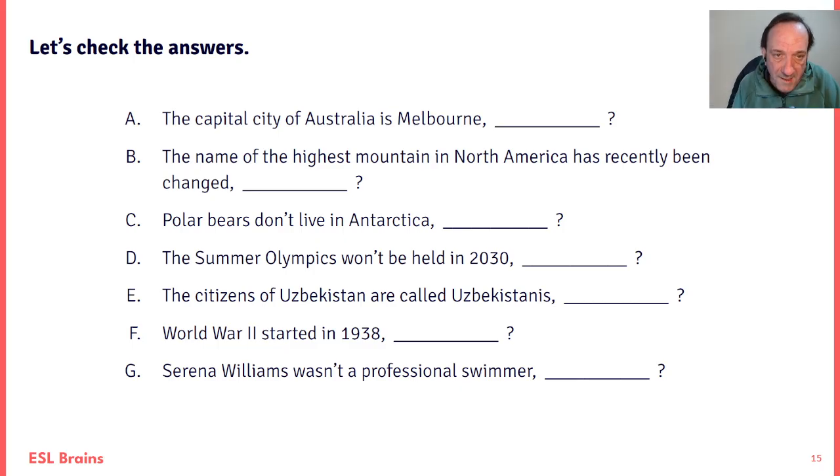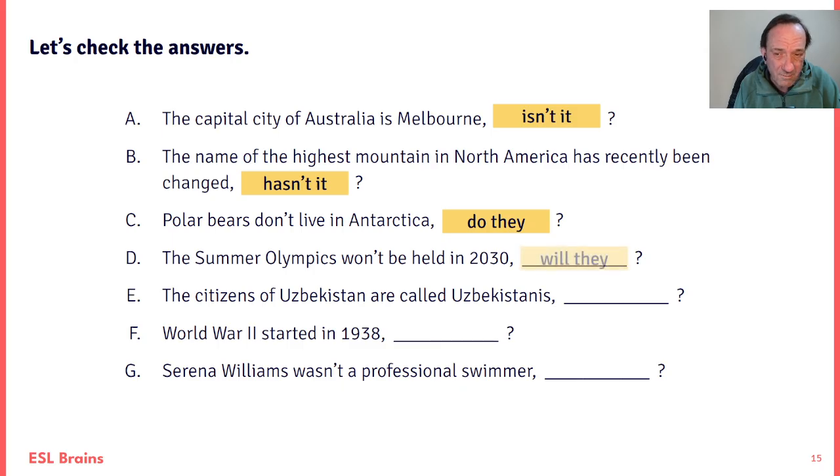Okay, the first one: the capital city of Australia is Melbourne, isn't it? The name of the highest mountain in North America has recently been changed, hasn't it? Polar bears don't live in Antarctica, do they? The Summer Olympics won't be held in 2030, will they? The citizens of Uzbekistan are called Uzbekistanis, aren't they?